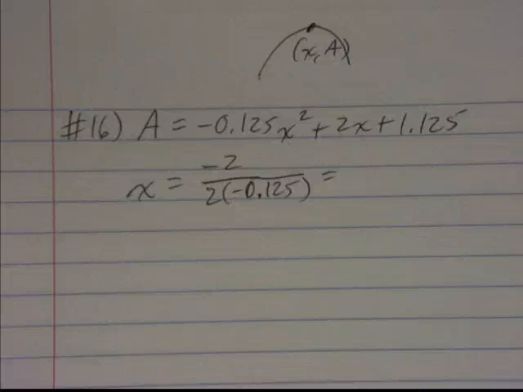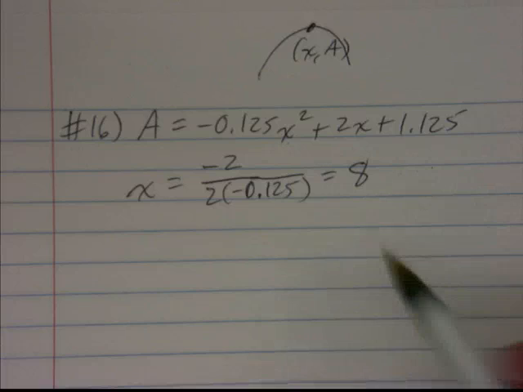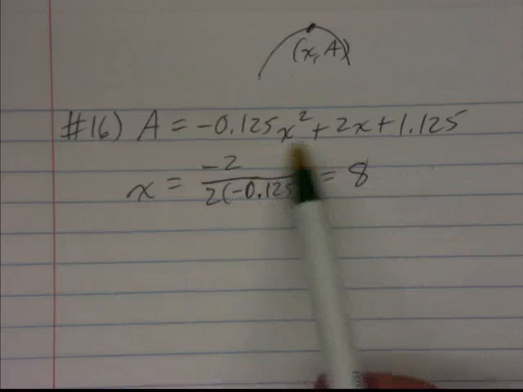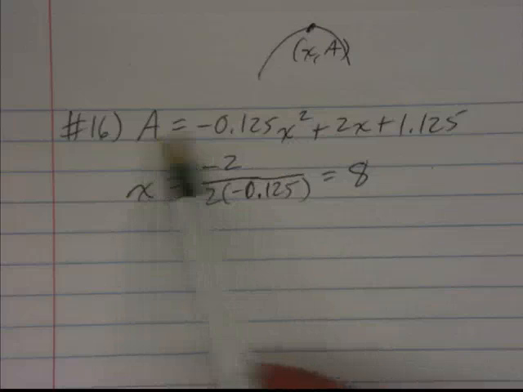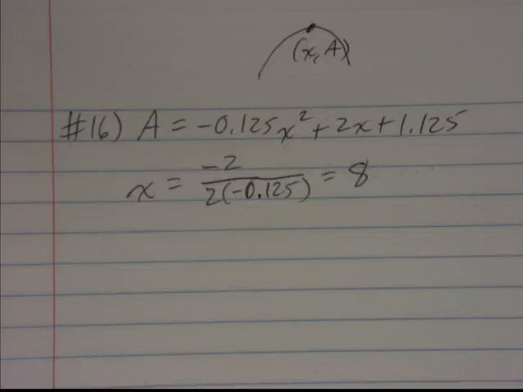So when I do that, negative 2 divided by parentheses 2 times negative 0.125, I get 8. So in the 8th week is when we're going to have the highest attendance. And then if we wanted to know what that highest attendance is, we would stick that value of 8 in for x, and that would tell us the highest attendance amount.